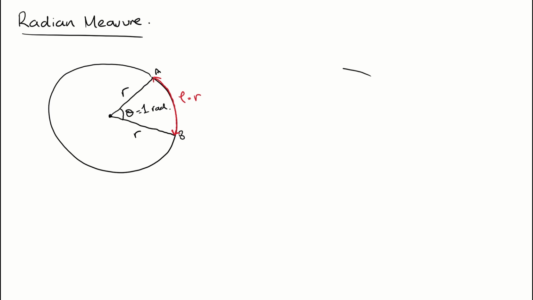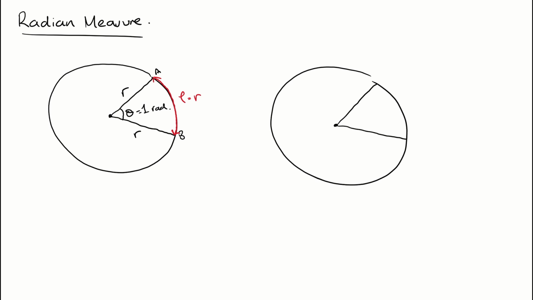So for example, if I was to throw some numbers in to make it look a little nicer, I've got my sector here which I've created. Let's say that this radius is 3 units long. And let's say that this sector is so perfect that this arc length along here is also 3 units long, so L is also equal to 3. Then I've created such an angle here, theta, that is equal to 1 radian. So that's how we define what a radian is.